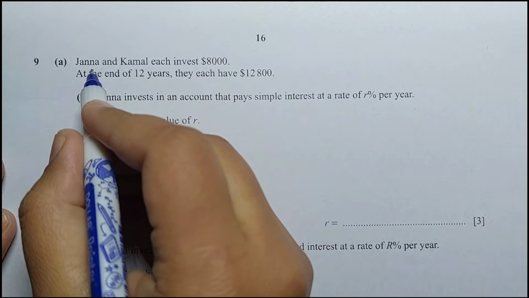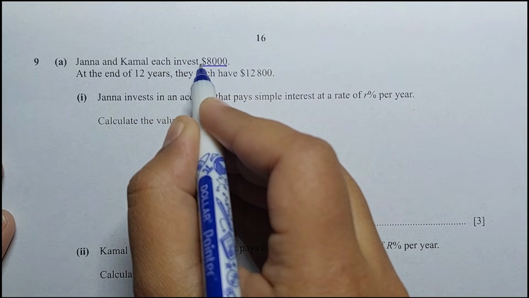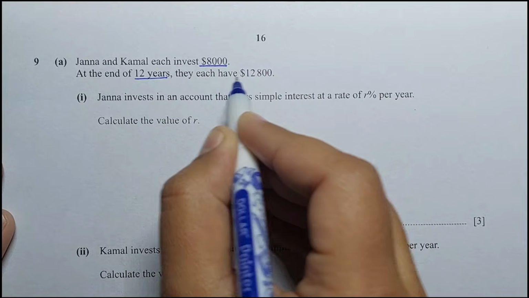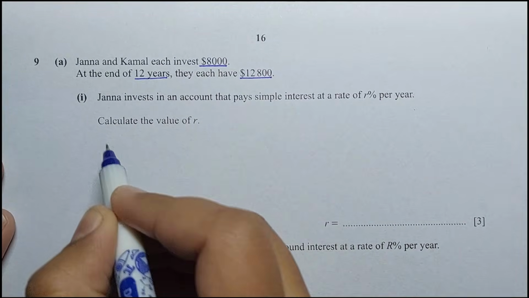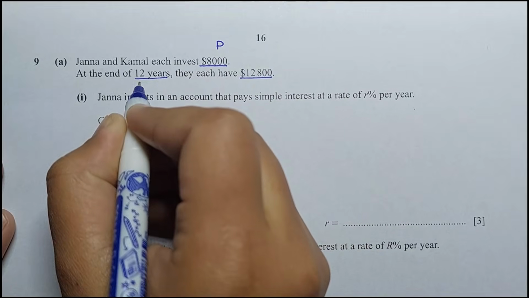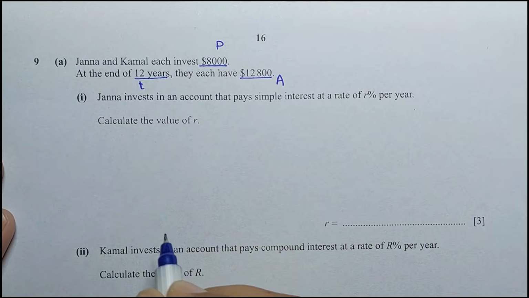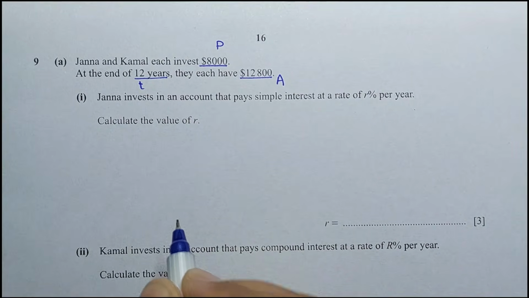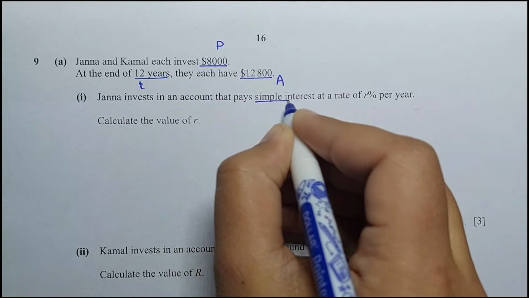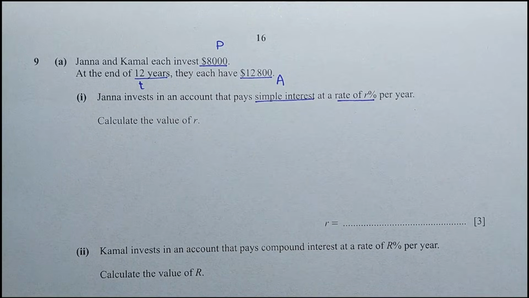Question number 9, part A. Jenna and Kamal each invest $8,000. So this is an investment. At the end of 12 years, they each have $12,800. Okay, so this is the investment, the P value. The T is 12 years, and the amount after the end of 12 years would be $12,800. Number 1, Jenna invests in an account that pays a simple interest at a rate of R% per year. Calculate the value of R.